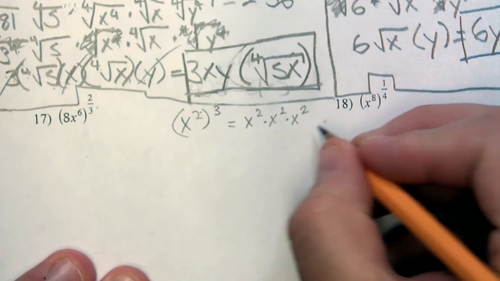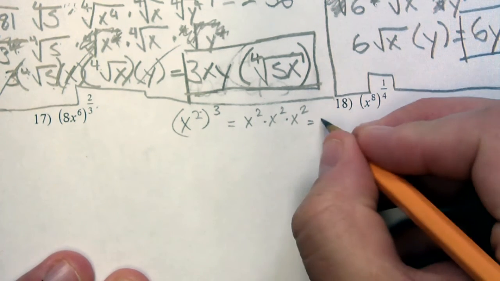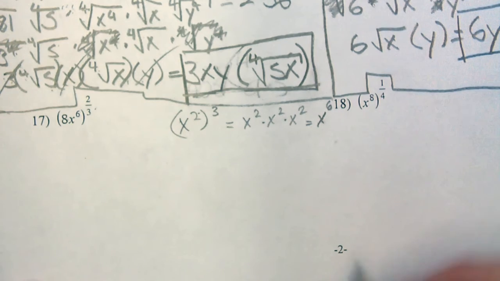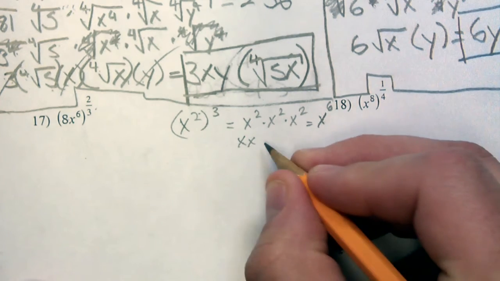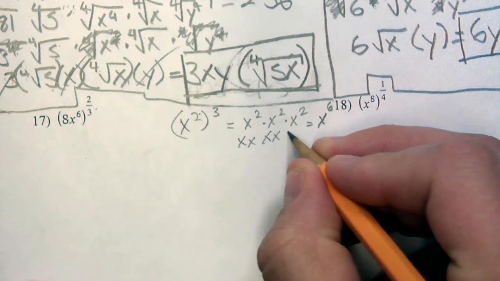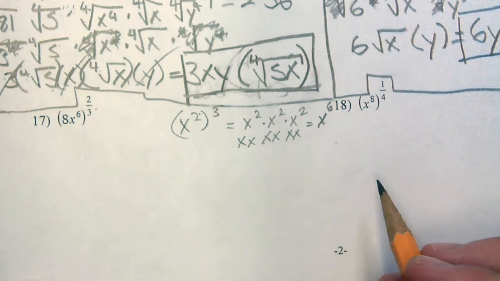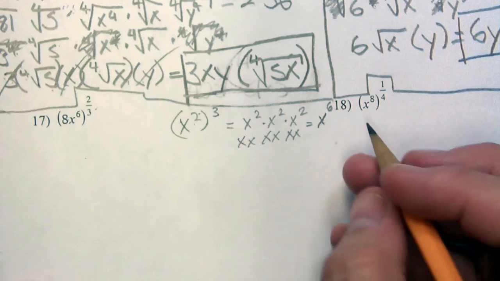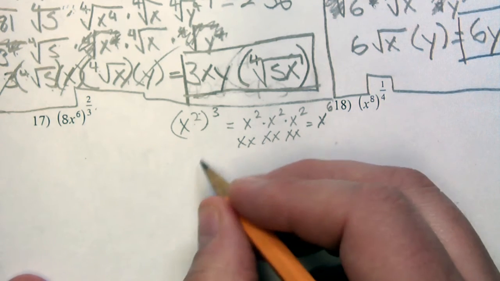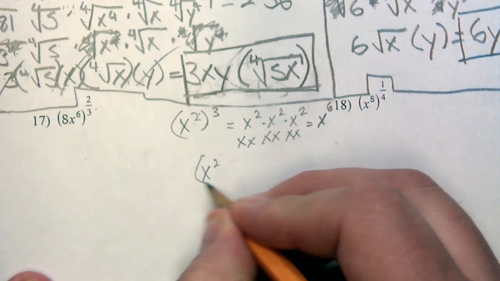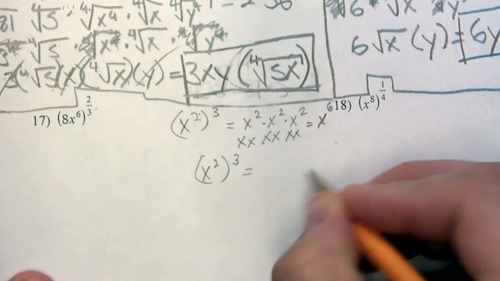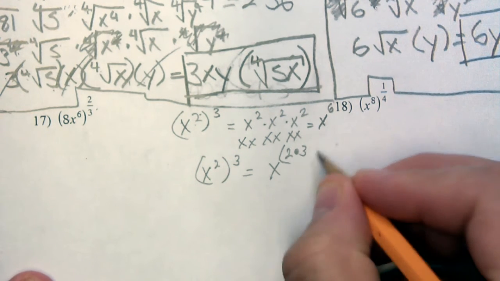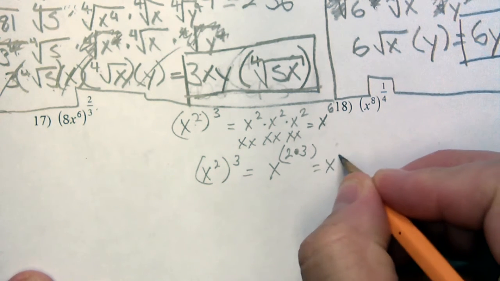So if I take all those x squareds and put them together, I would end up with x to the sixth power, right? Because it would be x times x times x times x times x times x. Now the shortcut when you raise a power to a power is to multiply the two numbers. In other words, you would say x squared to the third power is the same as x to the 2 times 3. And that would give you x to the 6th.